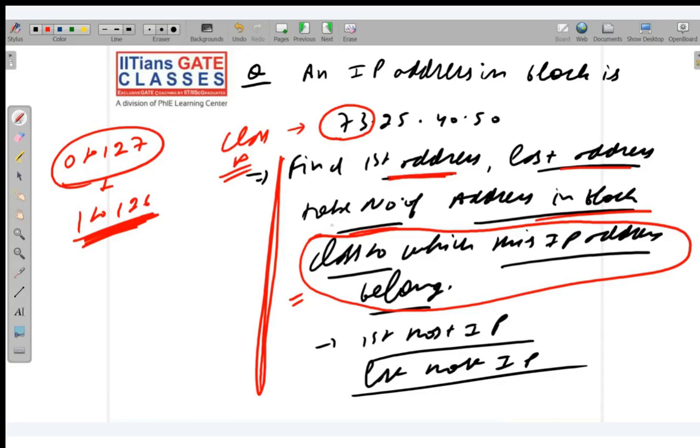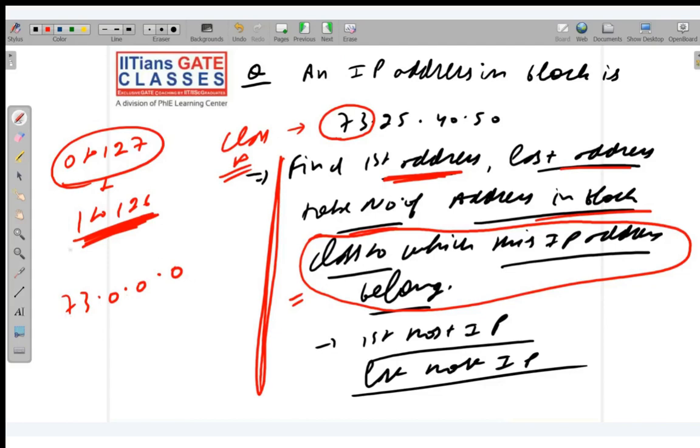Sir, class A, so the 73rd organization. 73.0.0.0 is the first address. They are not saying first host. Okay, so that will be the network ID. First address is the net ID. Yes, sir. So 73.0.0.0. That is the first address.